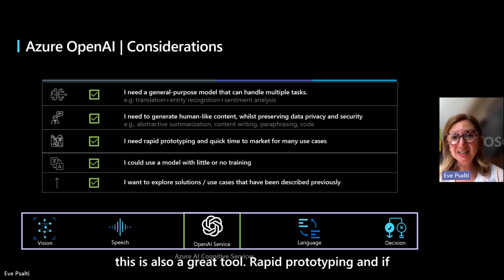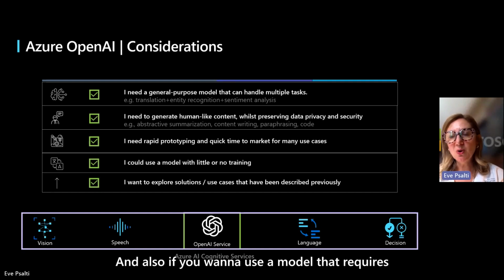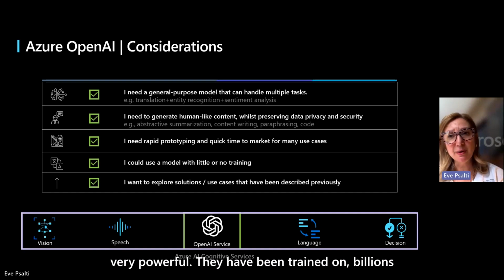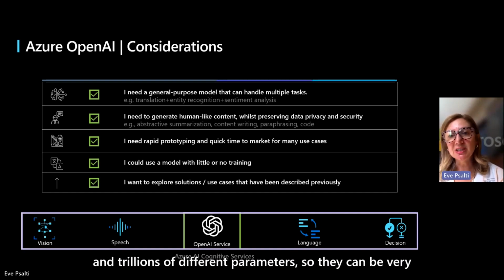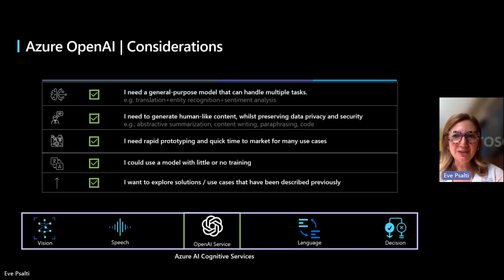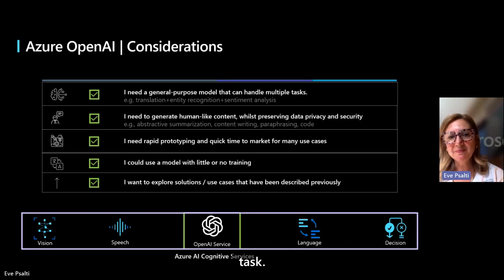Rapid prototyping, and if you want to get to market fast, these are very, very powerful models and they can help with that. And also if you want to use a model that requires no or little training. Again, these generative AI models are very powerful. They have been trained on billions and trillions of different parameters, so they can be very powerful. By the time you start fine-tuning and further training the model, it becomes a cumbersome and quite expensive task.